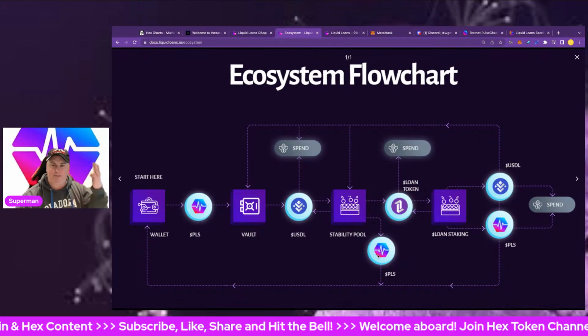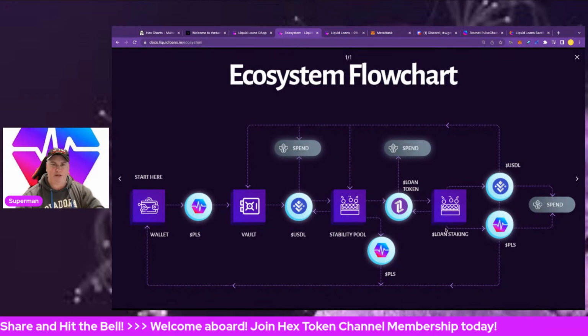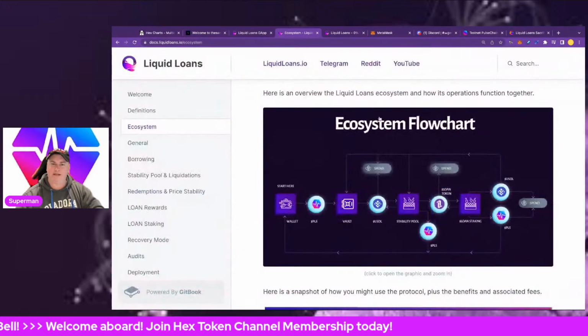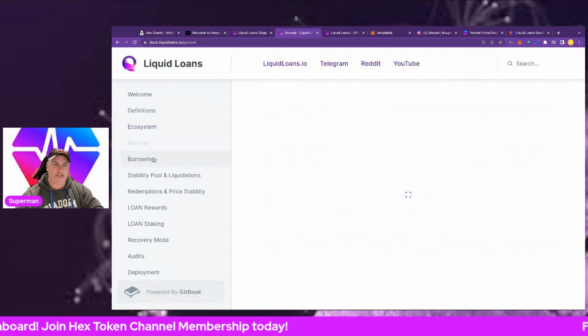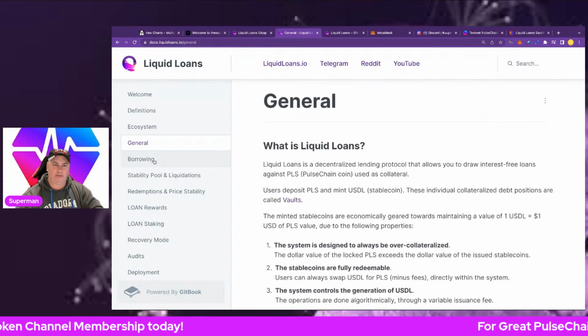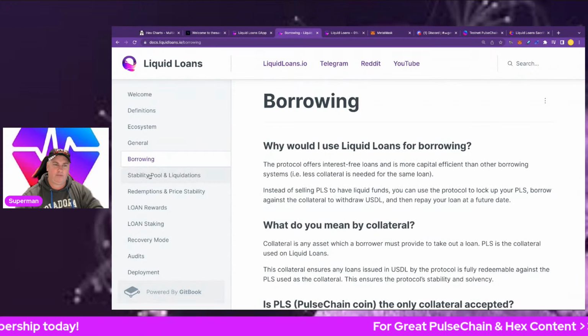So there are 3 tokens you're going to be able to earn on this platform: PLS, LOAN token, and USDL stablecoin. It's going to be absolutely incredible. Can't wait. All right, so cool. We obviously got general here, what is Liquid Loans, we've got borrowing, and we've got stability pools.